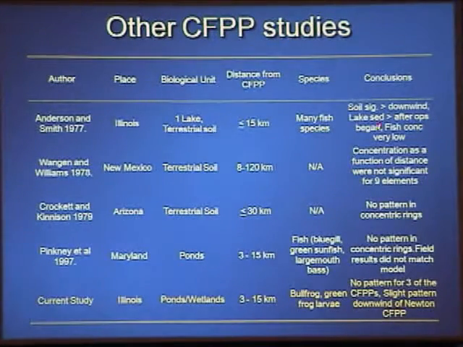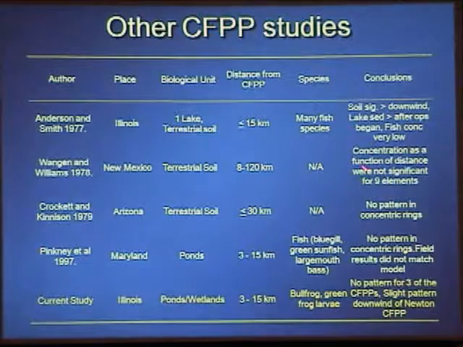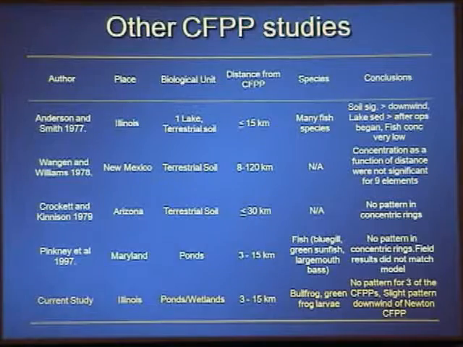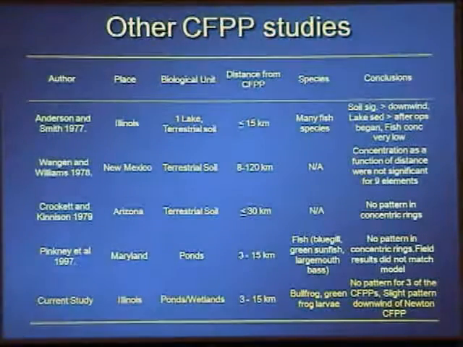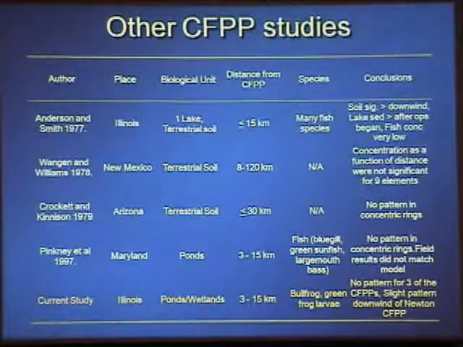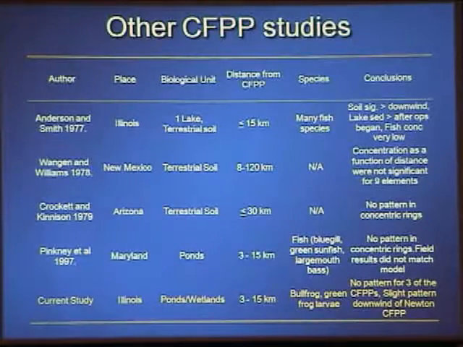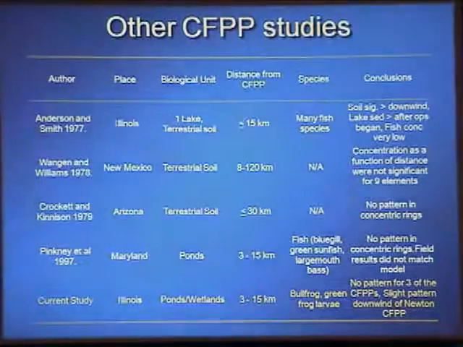So that one showed some significant differences downwind versus upwind. The rest of these we're looking at, all the concentrations either did not fluctuate with distance, or 9 elements that they looked at. In this particular study, they looked at concentric rings around the power plant and found no pattern. And also in this last one here, there was no pattern in concentric rings. And they actually had modeled ahead of time what they anticipated finding, but the model did not match what they actually found in the field.